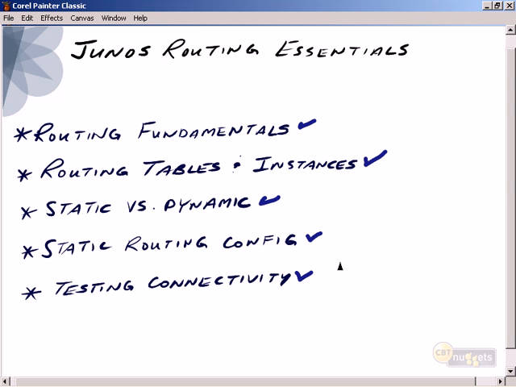So now that we've got some of these essentials under our belt, in the next nugget, we're going to really talk about dynamic routing protocols, and I'm going to do it in a very, very unique and special way that I know you're going to appreciate, okay?